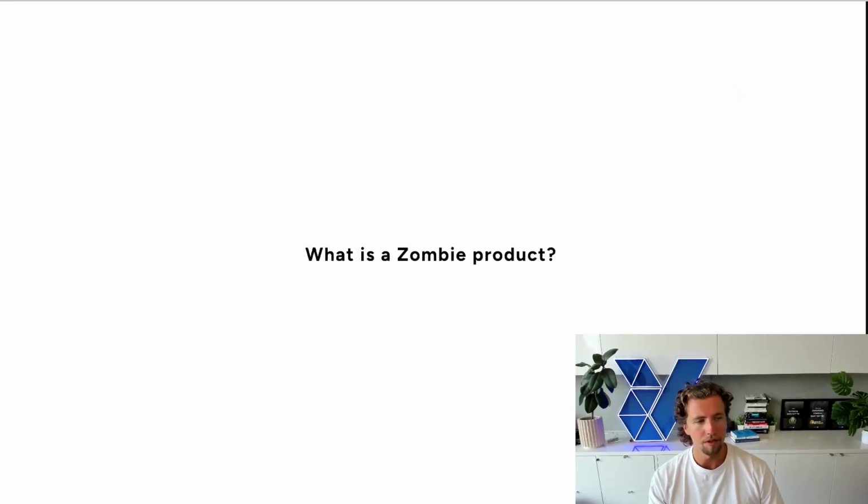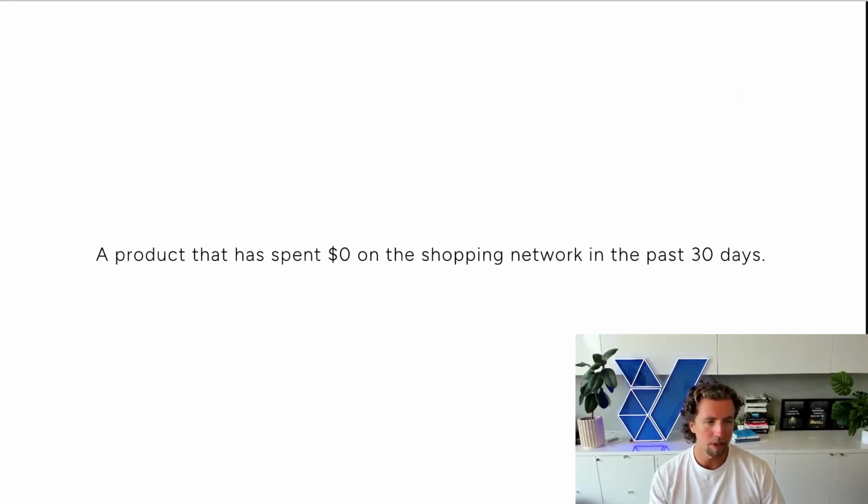Firstly, what even is a zombie product? What's the definition here? Well, it's a product that spent $0 on the shopping network in the past 30 days within your account. Now, if you only have 2 to 20 SKUs for your brand, you might not have ever seen this before. Google's probably going to distribute spend to every single product that you have within your campaigns.